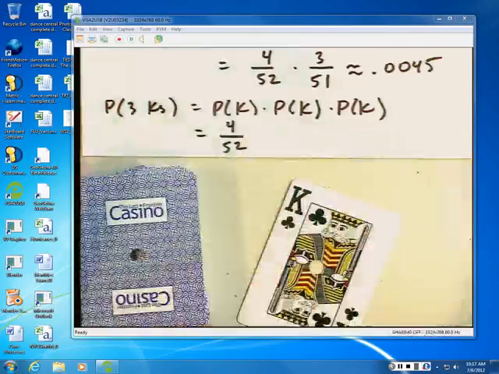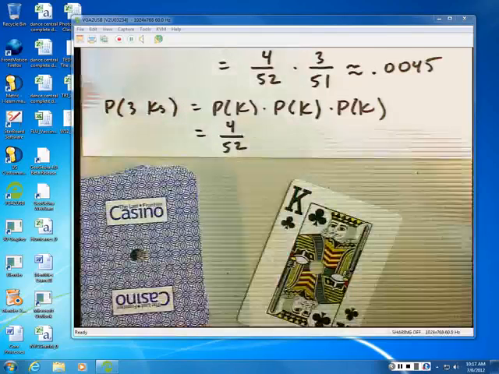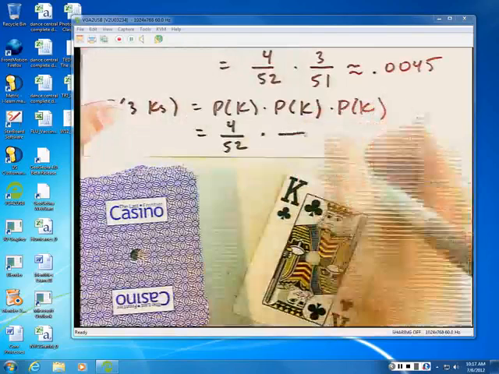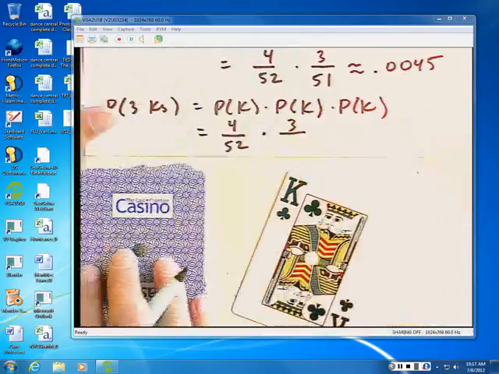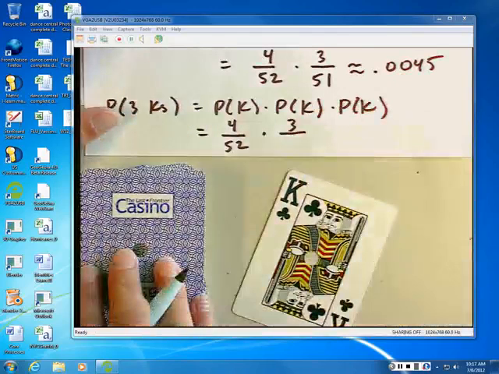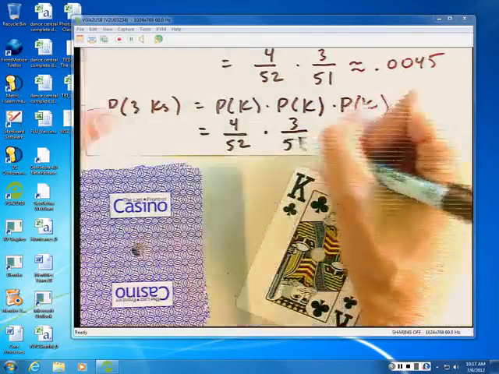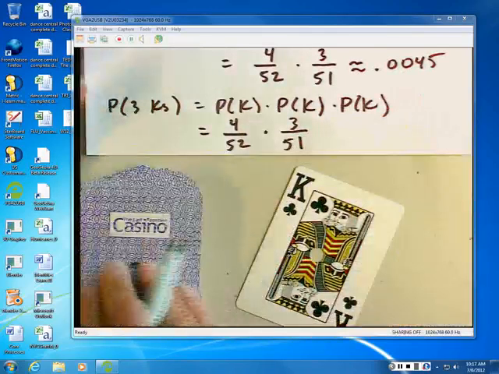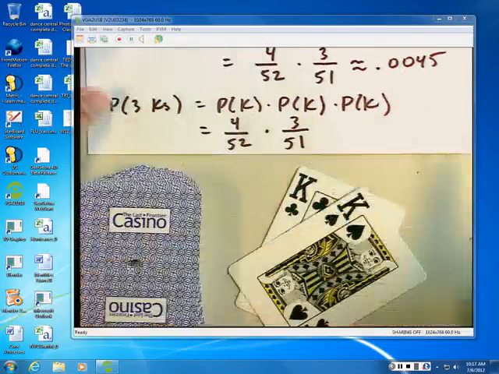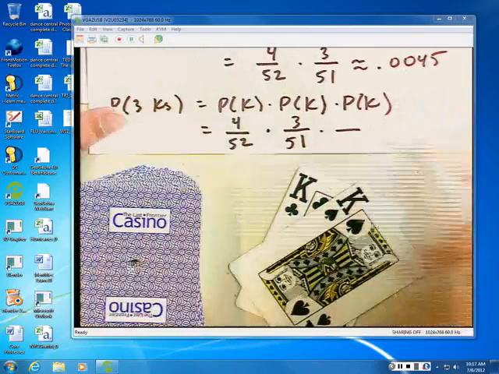So I assume the first one's a king. There it is. Now I want to draw a second king. Okay, how many kings are left? There were 4, so now there's 3. How many cards are left? Out of the 52, one's over there, so 51. Okay, I assume the next one I draw is a king. I set it up so it would work. There it is. So for the last one, how many kings are left?